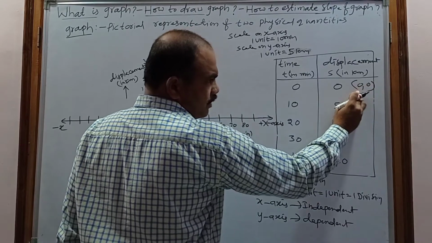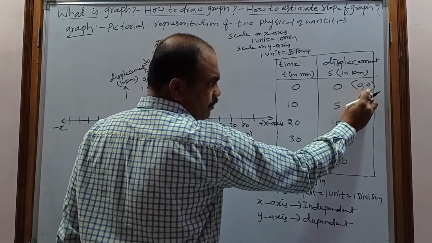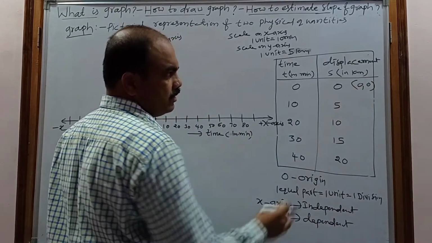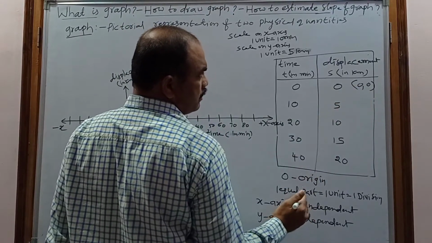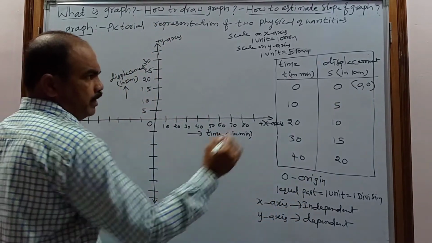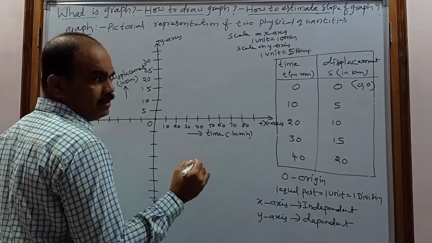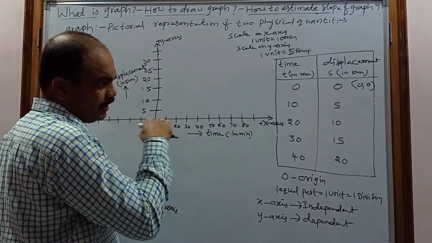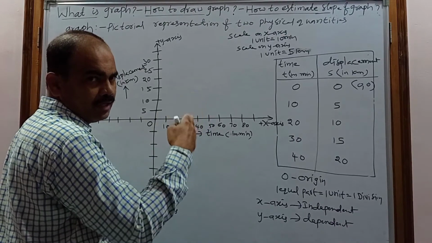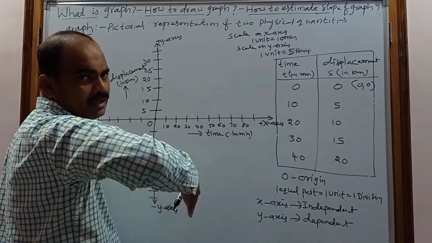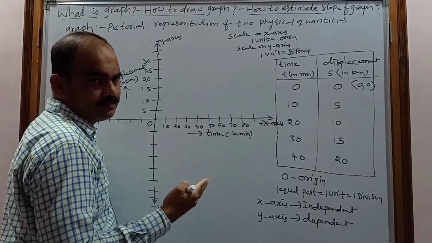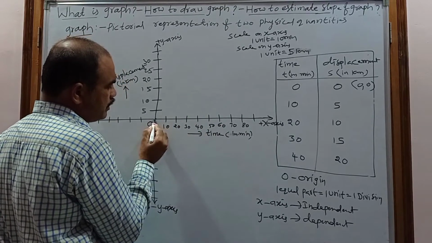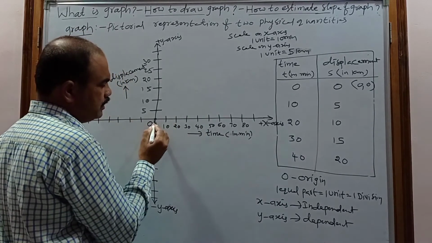The first 0 represents the x coordinate and the second 0 represents the y coordinate. To represent the x coordinate, you move along the x axis, and to represent the y coordinate you have to move along the vertical direction or along the y axis. So 0, 0 is nothing but the origin. So now this is 0, 0.